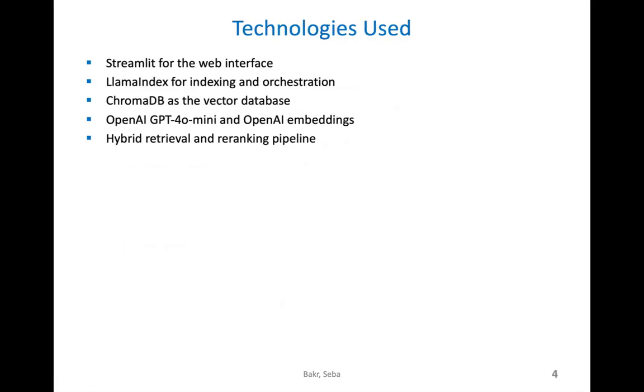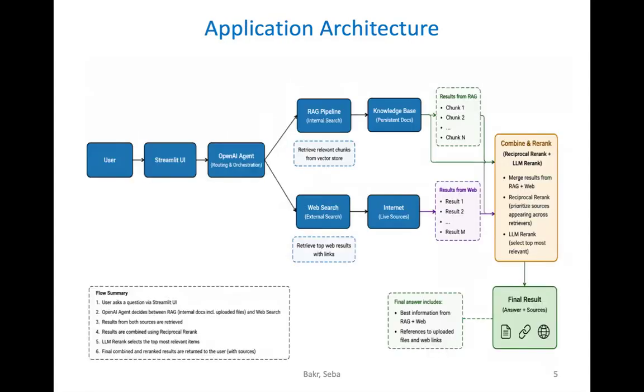The technologies used are Streamlit for the web interface, LlamaIndex for indexing and orchestration, and this library was used heavily. ChromaDB as a vector database, OpenAI GPT-4o Mini, and OpenAI embeddings, hybrid retrieval and re-ranking pipeline.